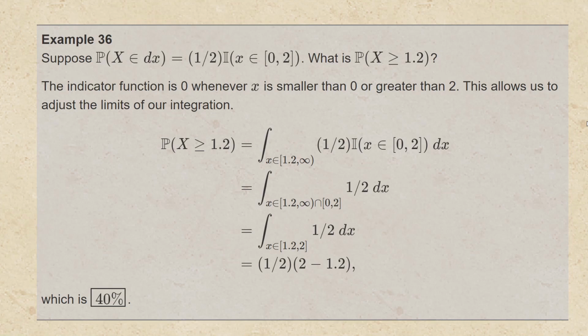And then we put the density, the 1/2 times the indicator that x is in the interval from 0 to 2, inside the integral. Now we can get rid of that indicator by taking the intersection of the interval from 1.2 to infinity with 0 to 2. And of course that intersection will be the closed interval from 1.2 up to 2, leaving the 1/2 as the integrand. That's going to be 1/2 times the length of the interval from 2 down to 1.2, and that gives us 40%.